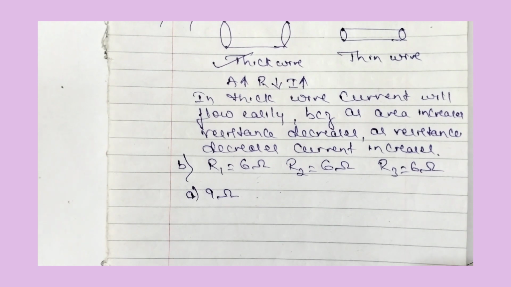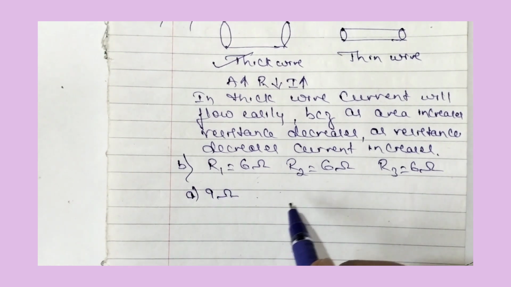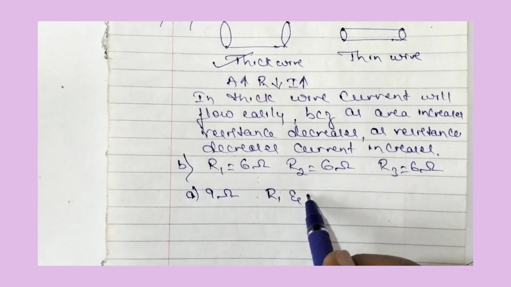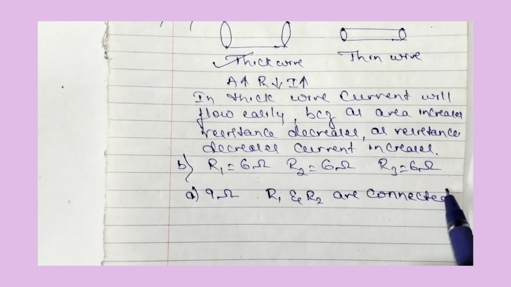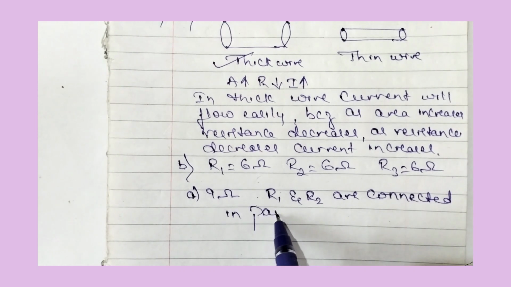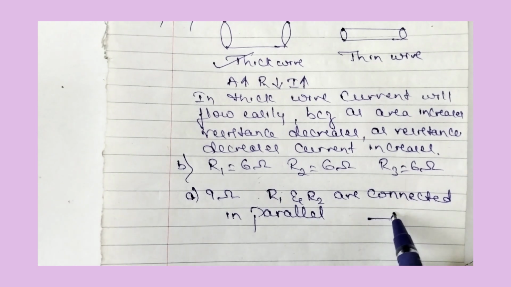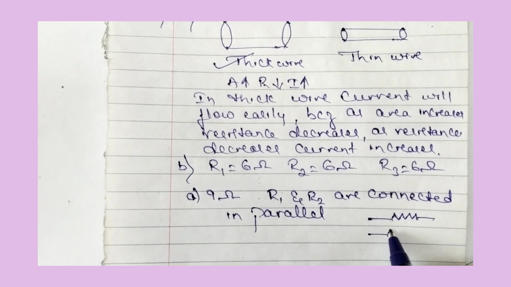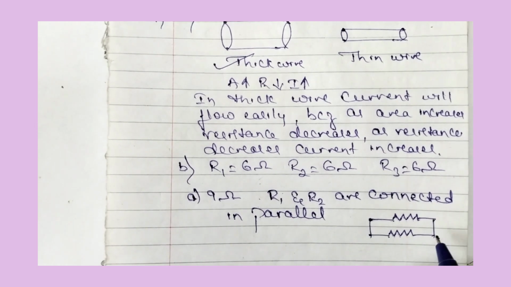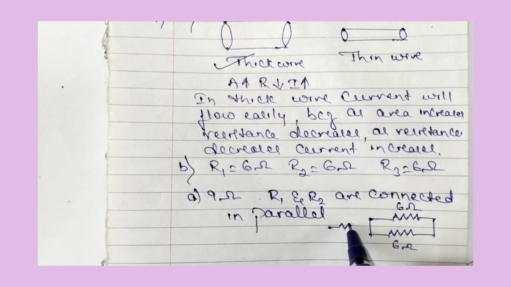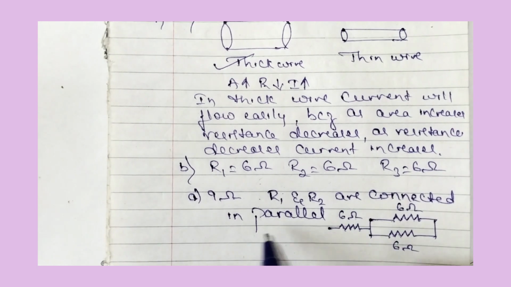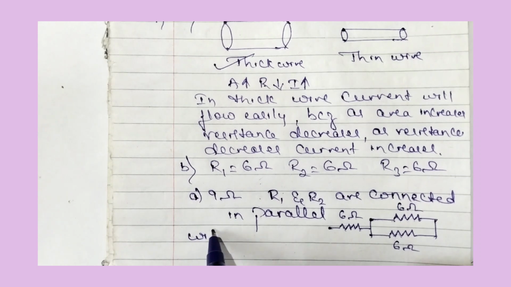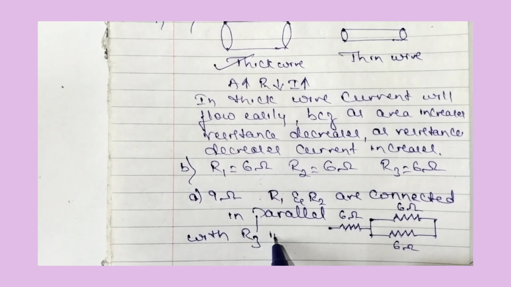So let us calculate. First let us connect R1 and R2 in parallel. So this is R1 and this is R2. Both of them are 6 ohm. And another 6 ohm resistor is connected in series. So R1 and R2 are connected in parallel, with R3 in series.